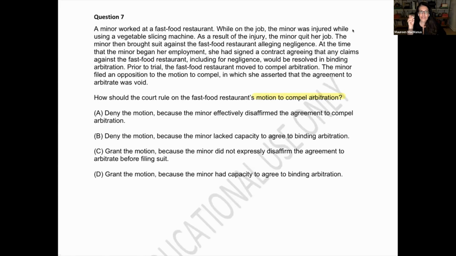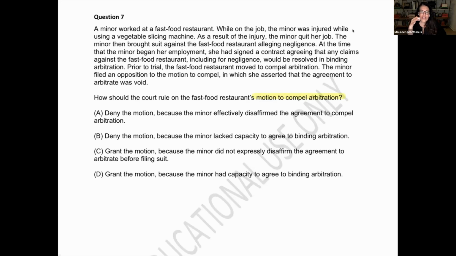While on the job, the minor was injured while using a vegetable slicing machine. As a result of the injury, the minor quit her job. The minor then brought suit against the fast food restaurant alleging negligence. At the time that the minor began her employment, she had signed a contract agreeing that any claims against the fast food restaurant, including for negligence, would be resolved in binding arbitration. Prior to trial, the fast food restaurant moved to compel arbitration. The minor filed an opposition to the motion to compel, in which she asserted that the agreement to arbitrate was void. And so, yeah, the minor here can disaffirm that contract because they were a minor when they entered into it.